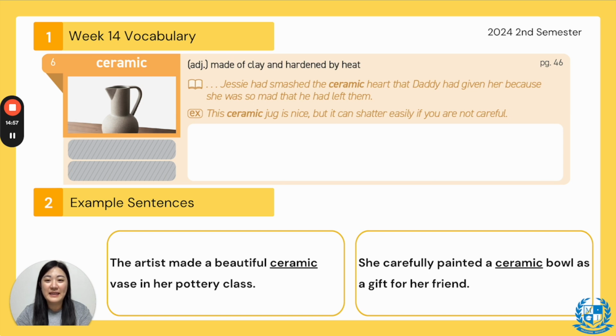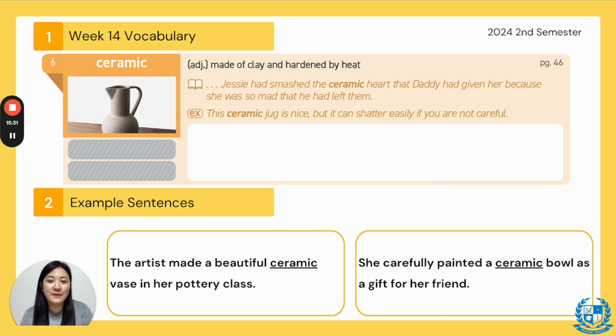Ceramic. It's an adjective and it means made of clay and hardened by heat. So at home, you may even have some ceramic bowls or ceramic cups, who knows? In our book, it says, Jessie had smashed the ceramic heart that Daddy had given her because she was so mad that he had left them. So there's like a little heart that was made out of clay and that was hardened, but she smashed it out of anger.